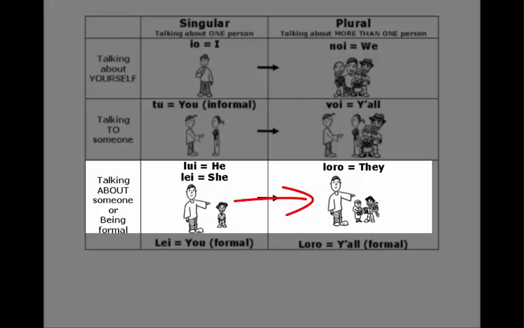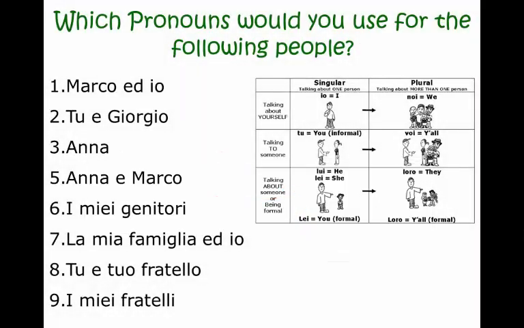You could even use this if you're saying more than one person's name. For example, Gina e Gregorio, Gina and Gregory. They. So you would still be in the loro form. So let's take a look at a few examples using this chart. Which pronouns would you use for the following people?